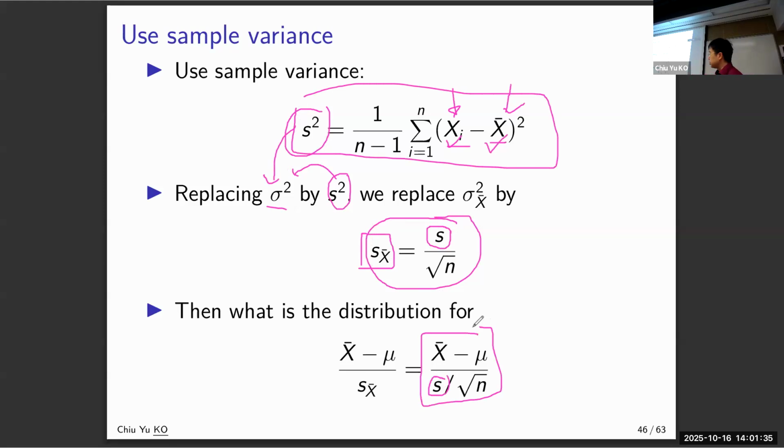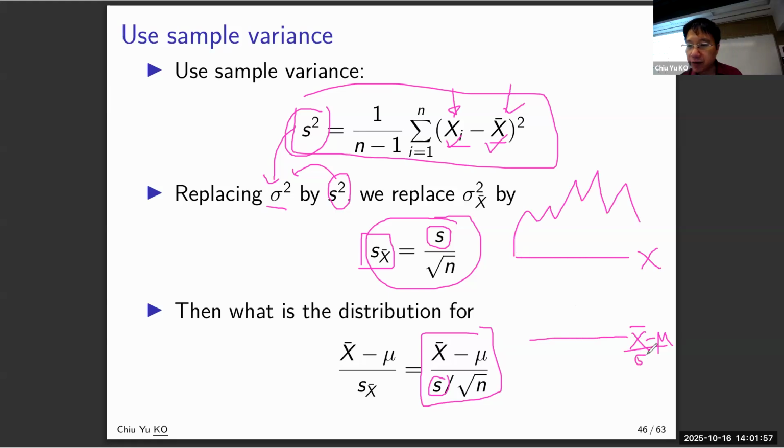It turns out that in general, we don't know. We have no idea what it looks like. If the original is like this, and if you take x bar minus mu over sigma over root n, we know it's a bell curve. This is something we know already. This is what we call central limit theorem. The mu is here, the sigma square is here. This is 0, sorry, and the variance is 1.